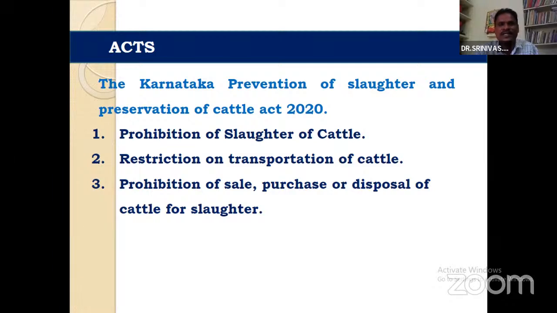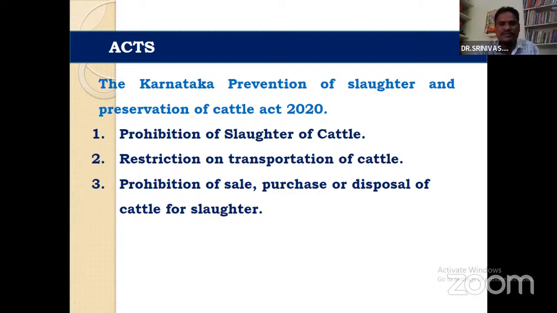We have recently introduced the Karnataka Prevention of Slaughter and Preservation of Cattle Act. I think most people have heard about the cows. Actually, there was an act in 1964, the Prevention of Cow Slaughter Act. It has been modified and made strict. The stringent act has come into effect from February 2021.